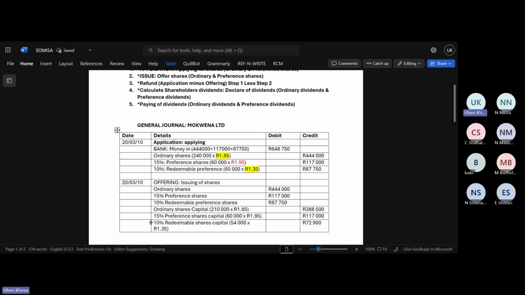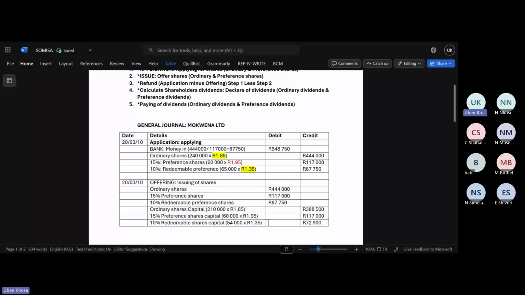Why are we recording this amount on the credit side? Share capital. By the way, capital contribution increases on the credit side. Owner's equity, credit side. Capital, credit side. Done. Before we move to step number 3, we are done with step 1. We are done with step 2.